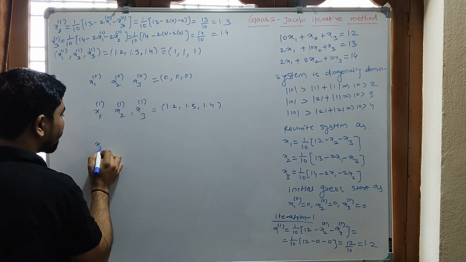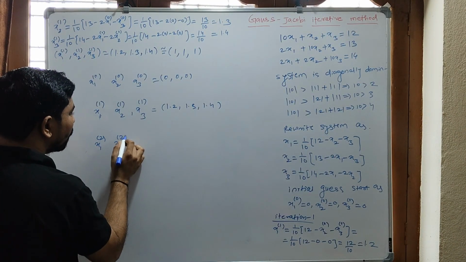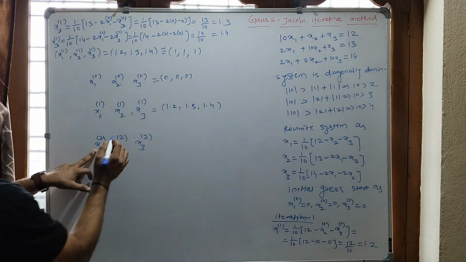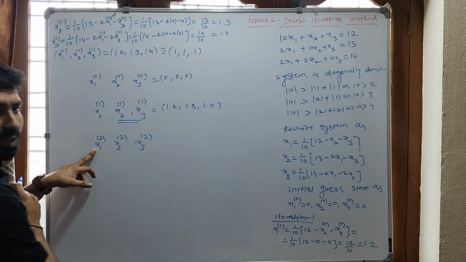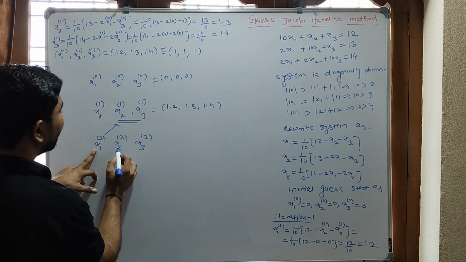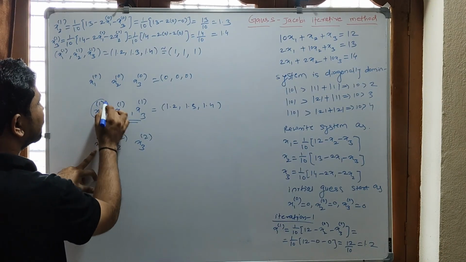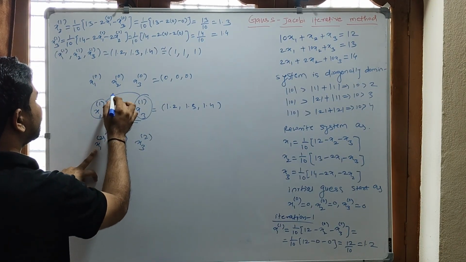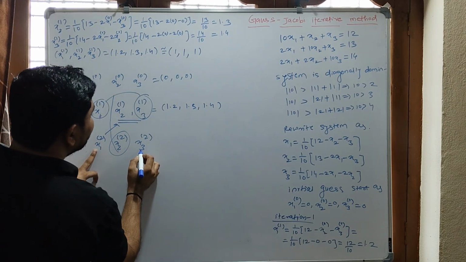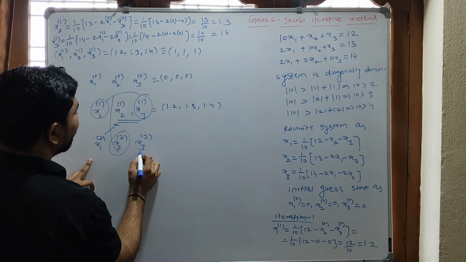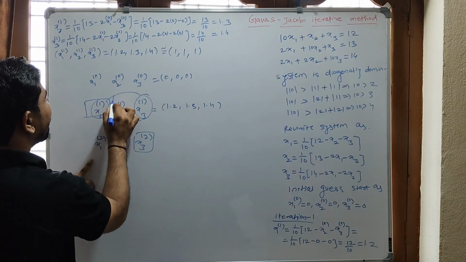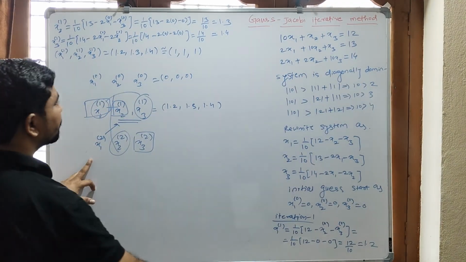Now, while finding x1 at 2, x2 at 2 and x3 at 2: while finding x1 at 2, I will use this pair. While finding x2 at 2, I will use this. While finding x3 at 2, I will again use this. So that is the way.